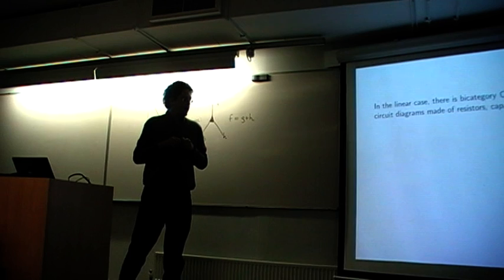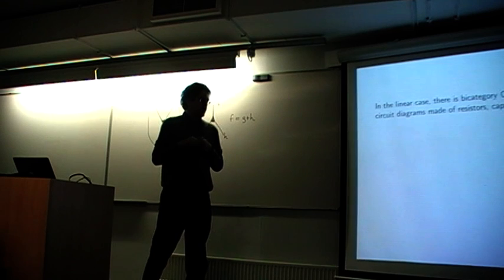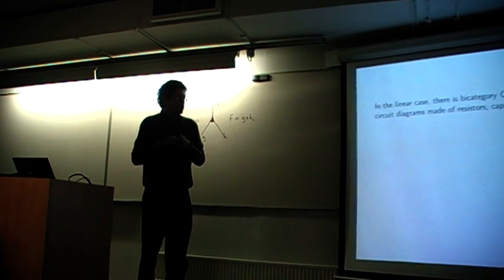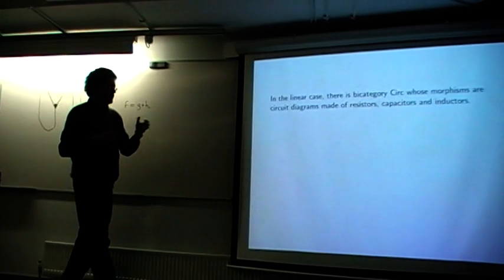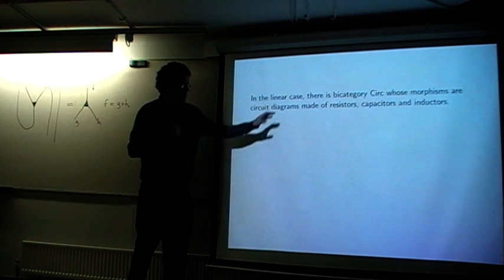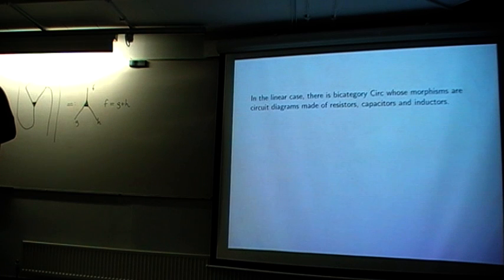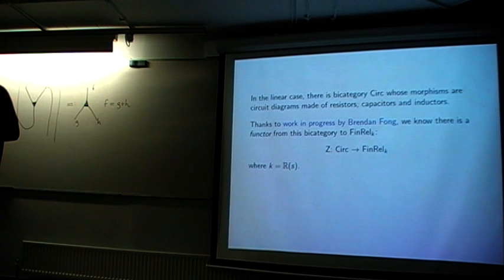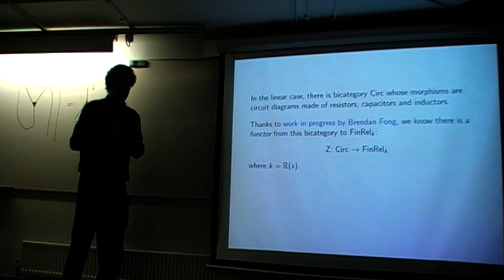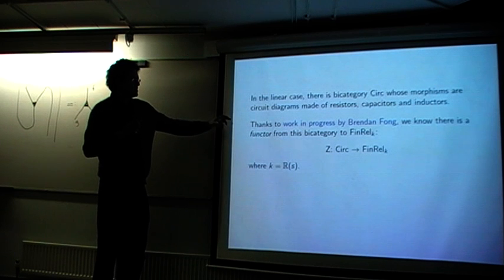So Brendan has been working on this, and there's a category, in fact something a little fancier, a bicategory, whose morphisms are circuit diagrams, and we're focusing on the linear case to get started. So we look at circuit diagrams made of resistors, capacitors, and inductors, which are some of the main linear circuit elements. We should do transformers too. But thanks to the work he's busy doing right now, while he's also videotaping me, he's multitasking.